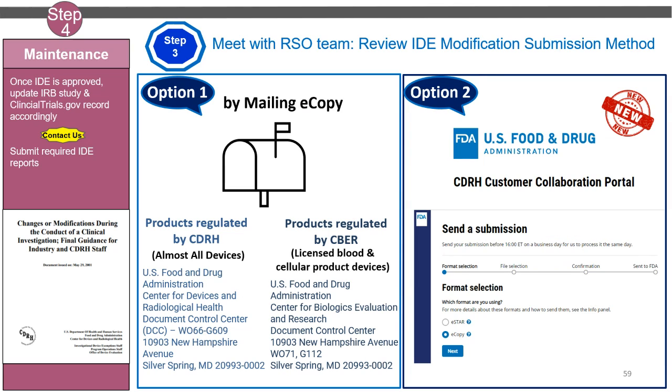One of the key requirements is the e-copy. All IDE submissions can be by regular mail to the CDRH or CBER, depending on the product, addressed to the respective agency division offices, or filed through the CDRH customer collaboration portal. In part 2 of our mini-series, we discussed the details of the customer collaboration portal and the key requirements for that.